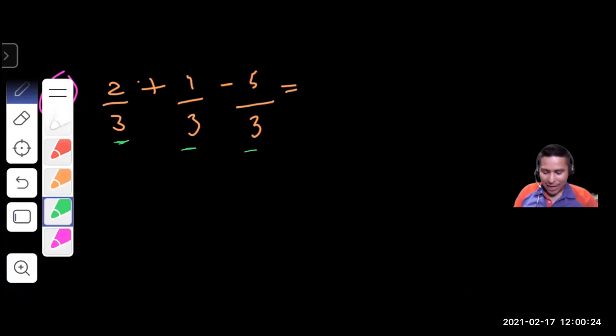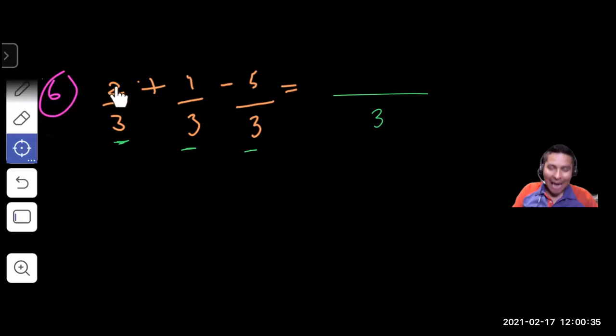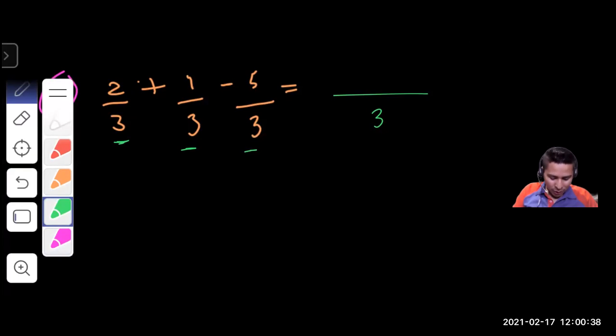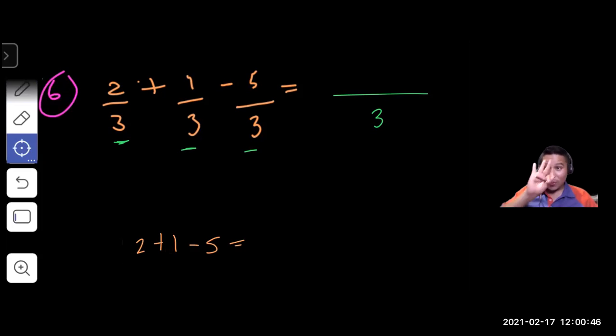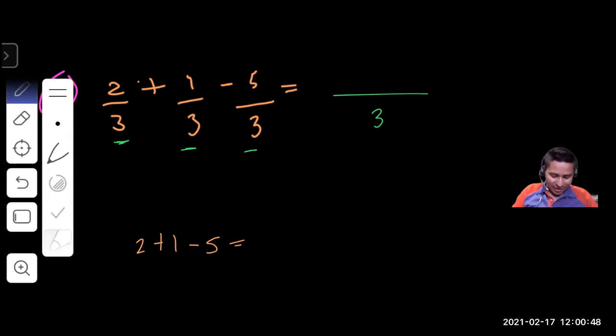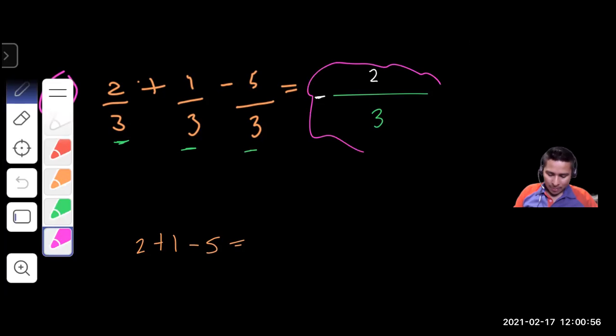3, 3, 3. What do I have to do when I have the same denominator? Just copy the same denominator because we only have one, and add or subtract the numerators. Okay, I'm going to copy my numerators, which is 2 plus 1 minus 5. You can do it at once, just mentally. What is this equal to, guys? 2 plus 1 is 3. 3 minus 5 is negative 2. Correct. I can place the negative here in the middle, and that is my answer. 2/3 plus 1/3 minus 5/3 is equal to negative 2/3. That's it.